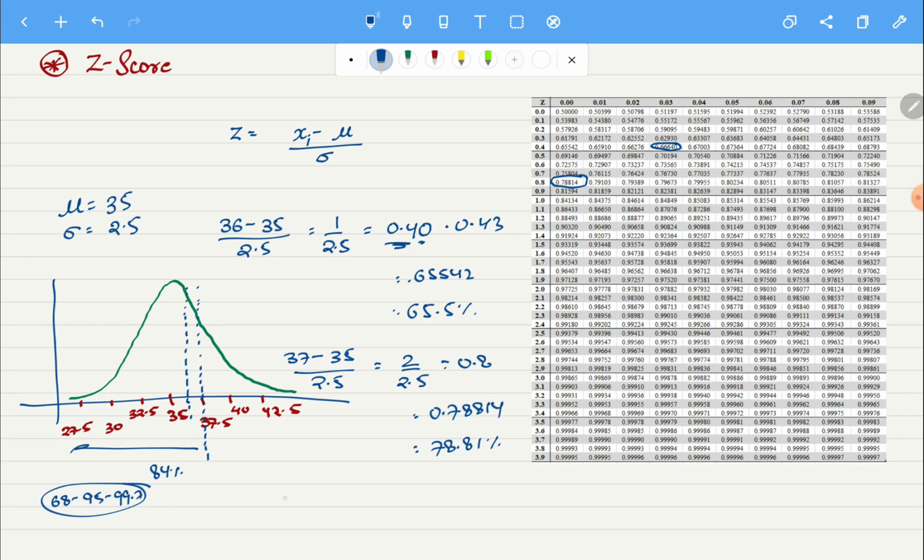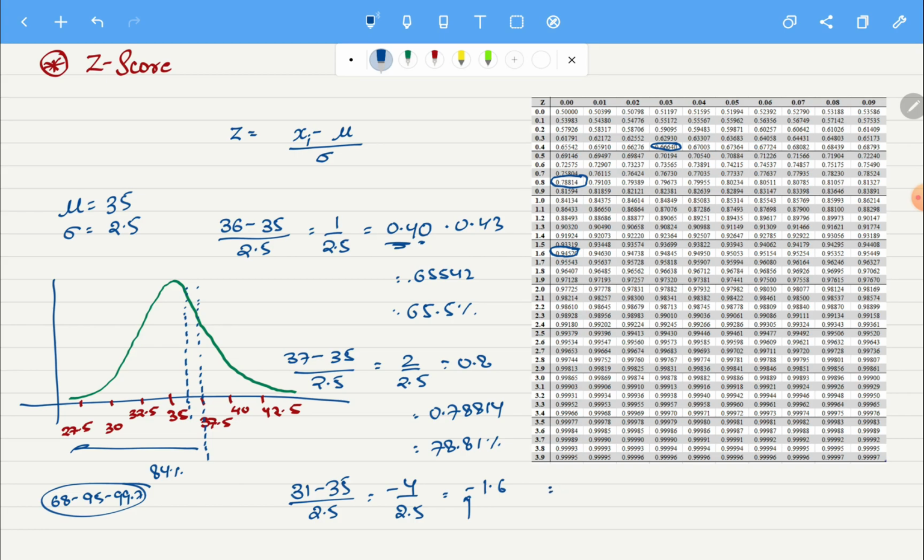Again, we will use our z-score formula. Here it will be 31 minus 35 divided by 2.5. So this will give us minus 4 divided by 2.5, and this will be minus 1.6. So you can see that we are getting minus 1.6. If you want, there is another table which is specially designed for negative z-scores, but we are going to just stick to this table and extract that value from this table itself. For the time being, you can ignore the minus and look for 1.6 on our table, and you can see that this is the value.